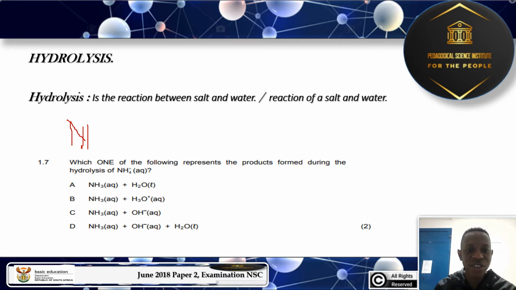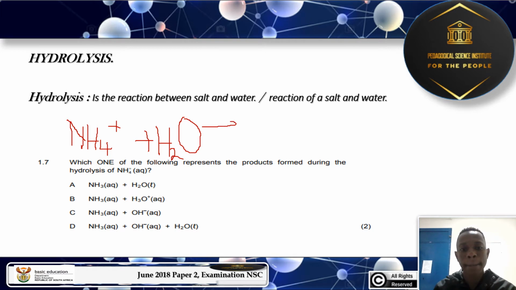We are given the salt, which is NH4+. We are saying hydrolysis is the reaction between this salt and water. So now we are going to get the water, which is H2O.